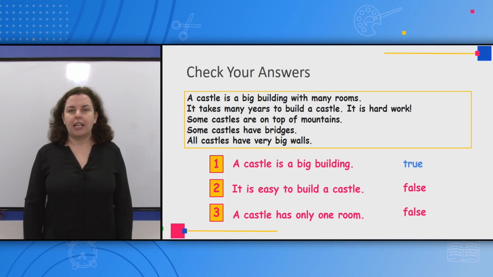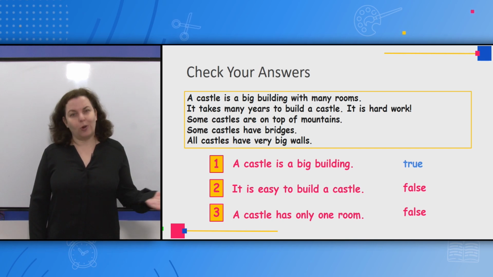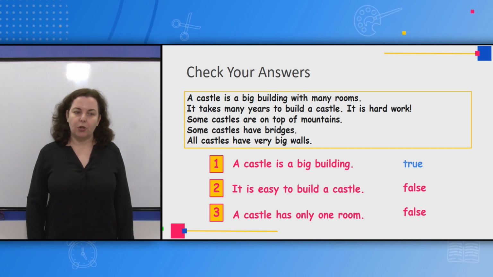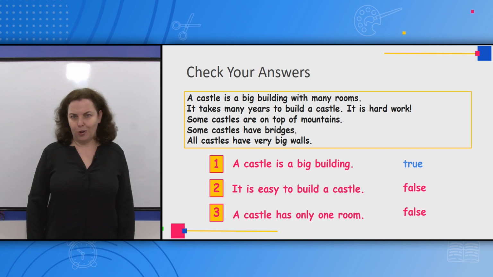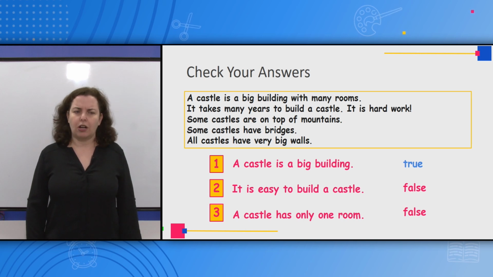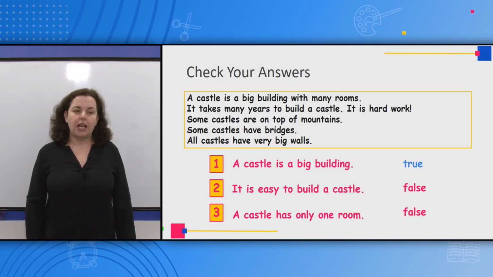A castle is a big building. Of course it's true. It's a very, very big building. Number 2, it is easy to build a castle. No, it takes a long time to build a castle. You need many workers, many days. It's very hard work.